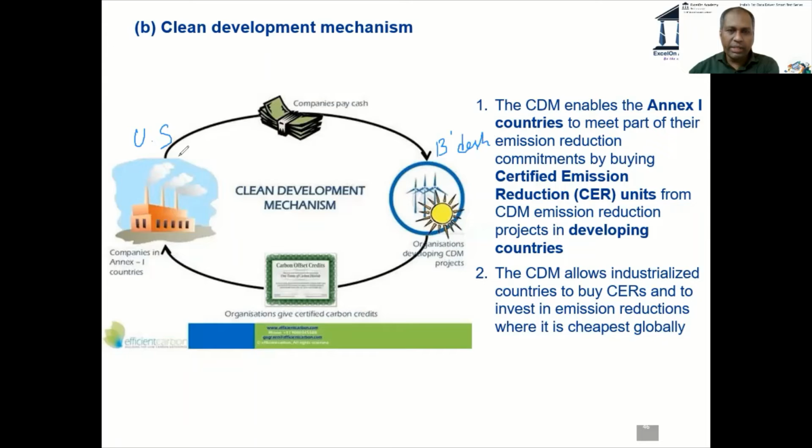US is spending money. And in fact, it's not just money, it also gives technology sometimes. Technology to Bangladesh to set up, let's say, a solar project in Bangladesh. Now, please remember, this is the first difference. In carbon trading, what happened? There was no project. That is why CDM and joint implementation are called project mechanisms.